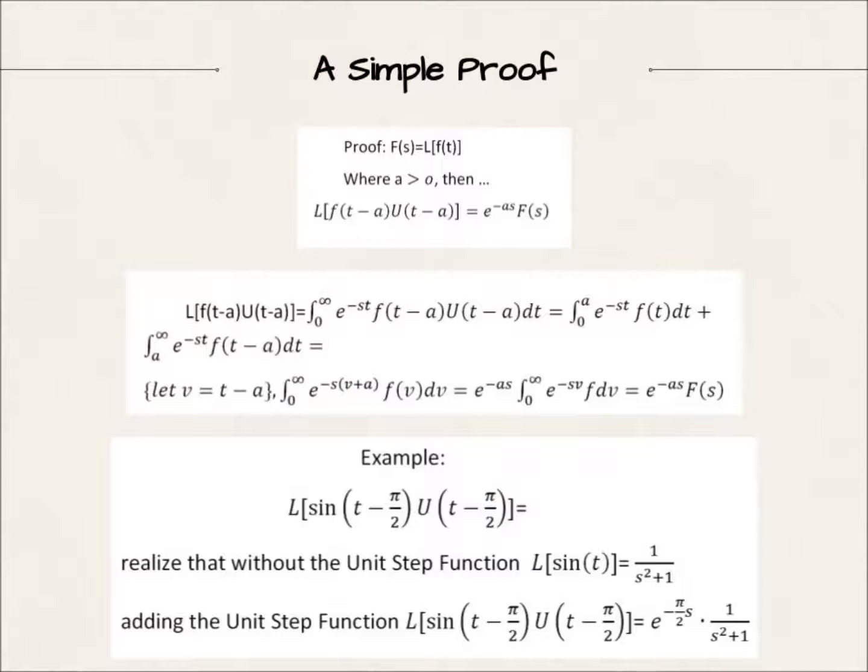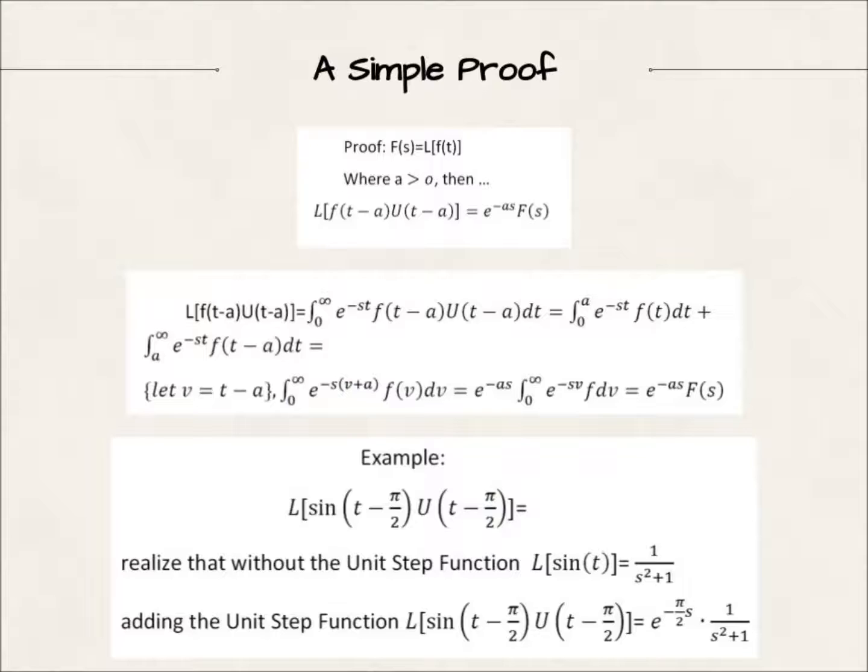Let us now look at the Laplace transform of the unit step function. The Laplace transform of the unit step function is defined as e power negative as times F of s, where we can prove this by applying this as our function in the Laplace transform, where our integral goes from 0 to infinity, e power negative st times f of t, which is now f of t minus a, times the unit step function t minus a dt.